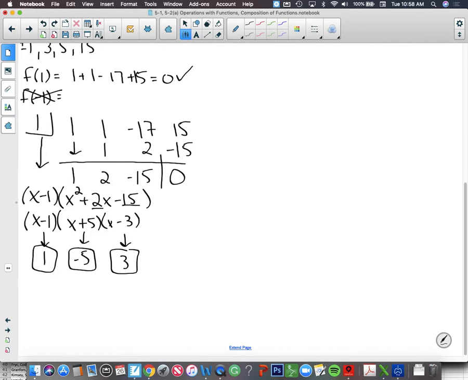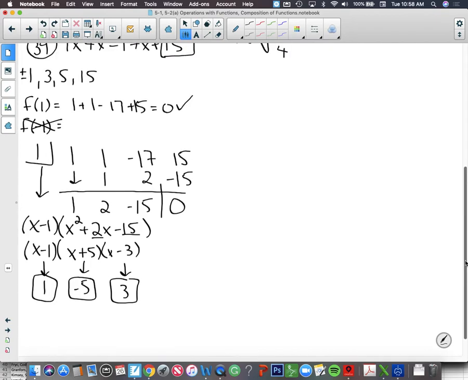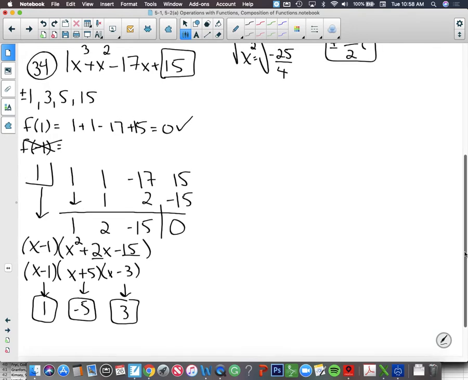Those are the zeros, or the roots of the equation. Okay? Let's look at 38 quick, and then I'll show you how to set up one of those polynomials with given roots. So 38, you have x to the 5th minus 8x to the 3rd minus 9x equals 0.